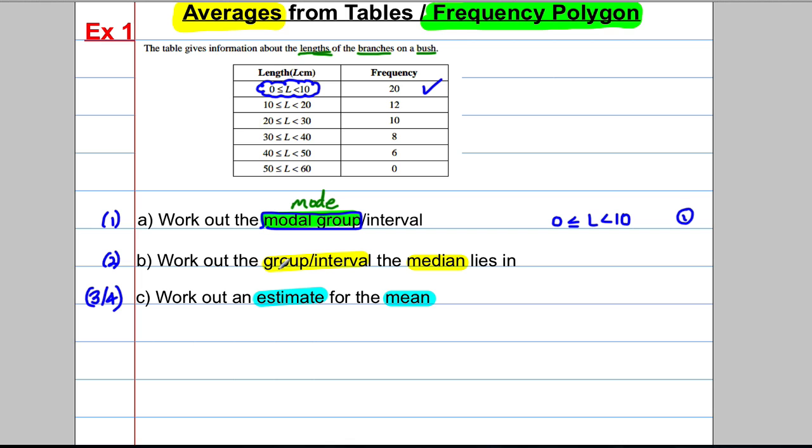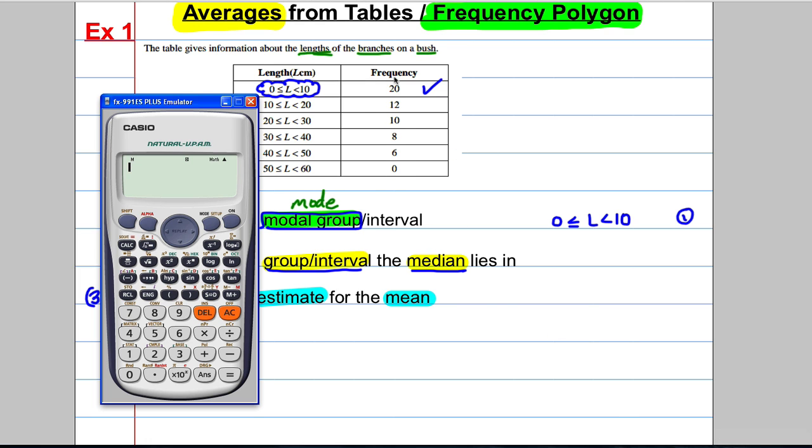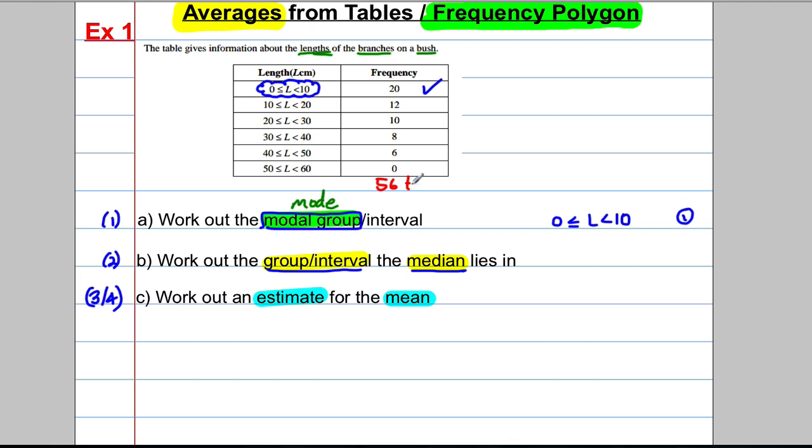Okay, how do you work out the group? So which of these groups does the median lie in? Well, let's think about median. We've done median in cumulative frequency and in data before. The median is the position, the answer for the middle number. Now, the question is how many branches have we got here? So the first thing you should do is add up your frequencies. 20, add 12, add 10, add 8, add 6, add 0, and you've got a total of 56 branches.